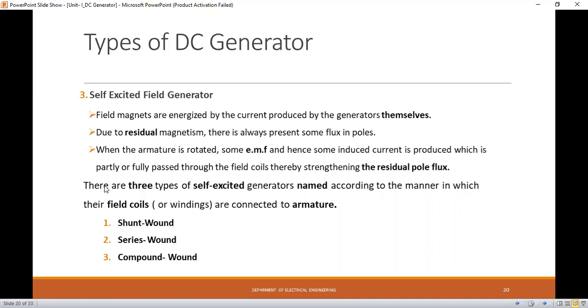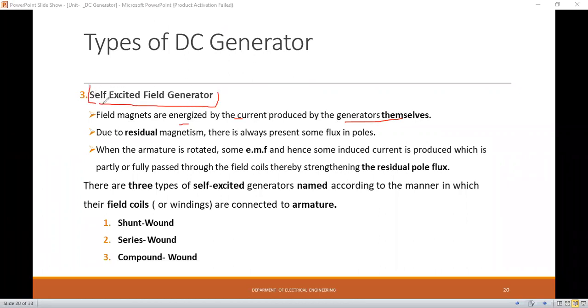through the field magnets, and the field magnet will be energized. So this is nothing but self excited DC generator. See, the field magnets are energized by the current produced by the generator itself. जनरेटर मध्ये प्रोड्यूस होणारा जो काही करंट असेल त्या करंटनच फील्ड काय केली जाईल, एक्साइट केली जाईल किंवा एनर्जाइज केली जाईल. सो जनरेटेड देमसेल्फ. So this is nothing but the self-excited field generator.